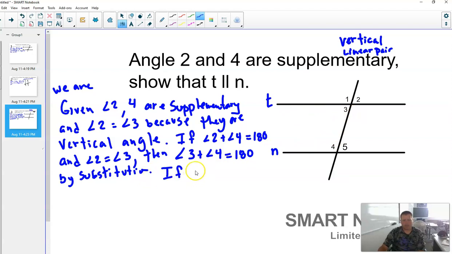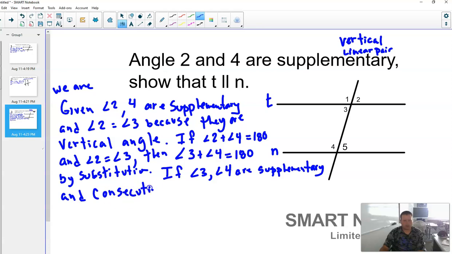I'm going to say if angle 3 and angle 4 are supplementary and consecutive interior angles, which they are, then I can conclude that T is parallel to N, which is what I want to finish with. Okay? So you write what you're given in this statement, and then you write your if-then statements here.